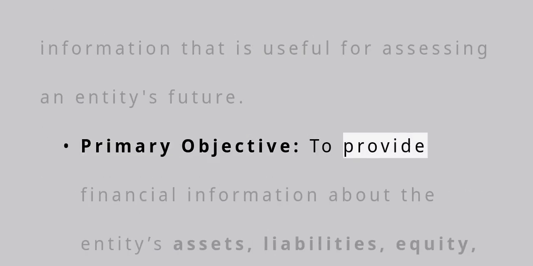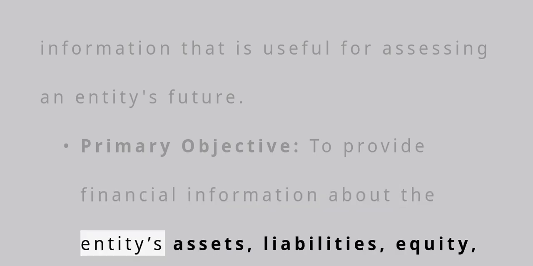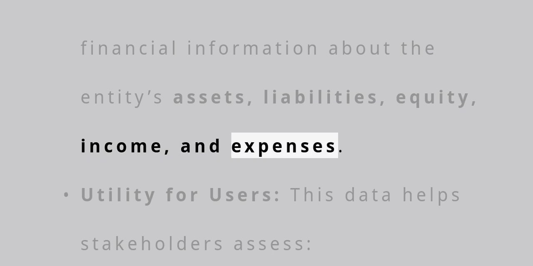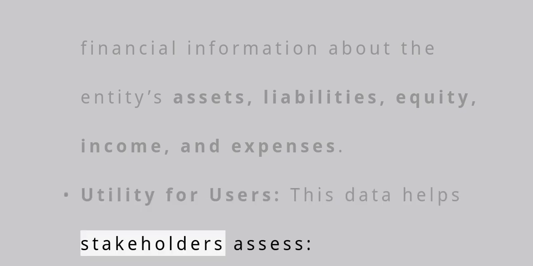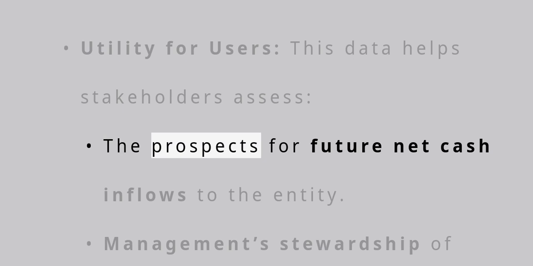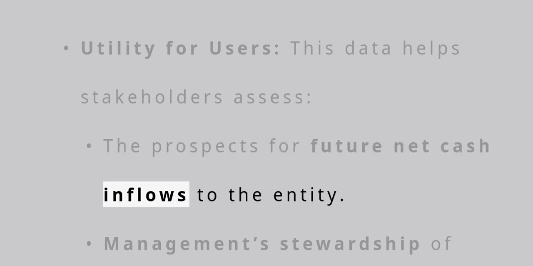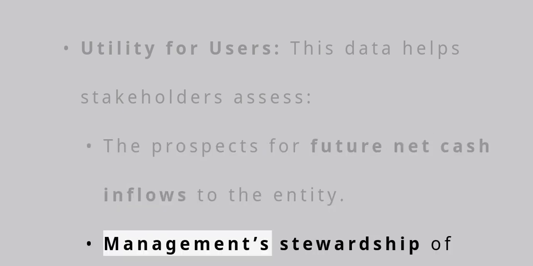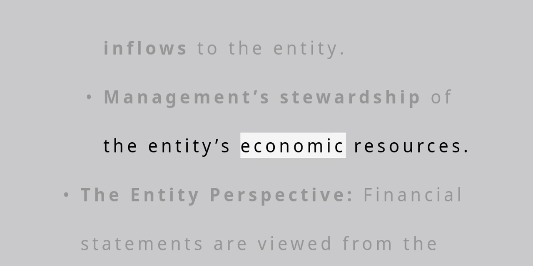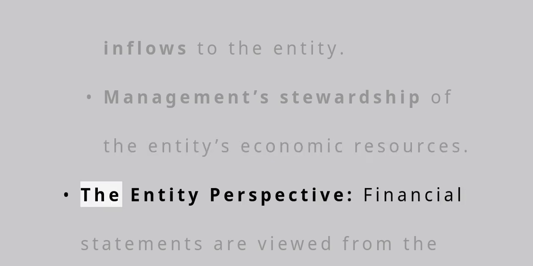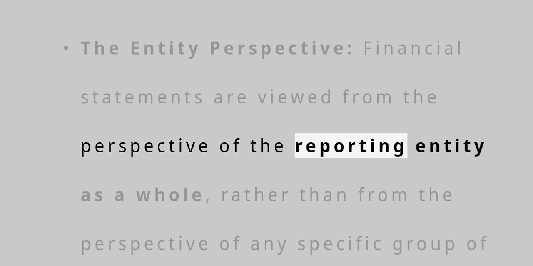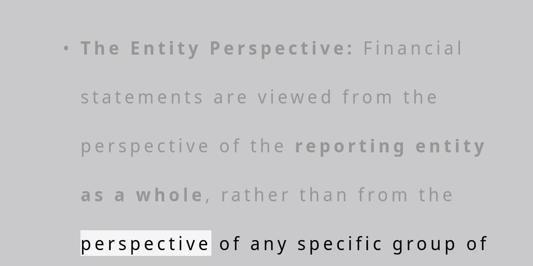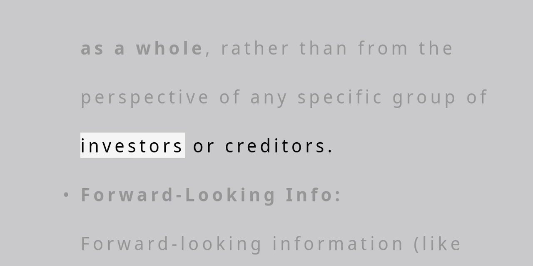Primary objective: to provide financial information about the entity's assets, liabilities, equity, income, and expenses. Utility for users: this data helps stakeholders assess the prospects for future net cash inflows to the entity. Management stewardship of the entity's economic resources. The entity perspective: financial statements are viewed from the perspective of the reporting entity as a whole, rather than from the perspective of any specific group of investors or creditors.